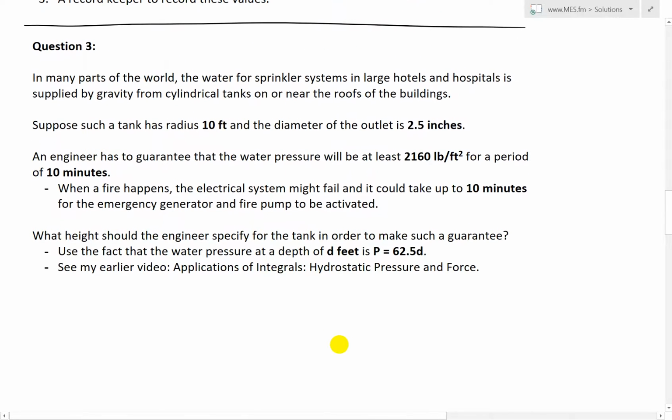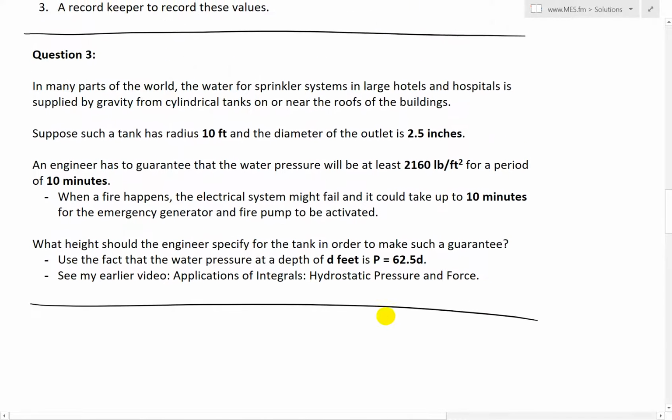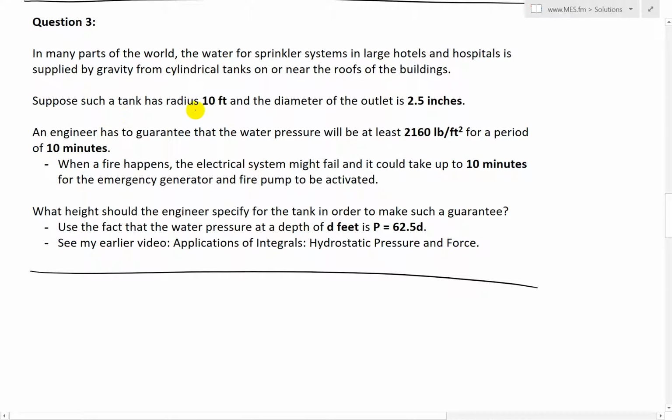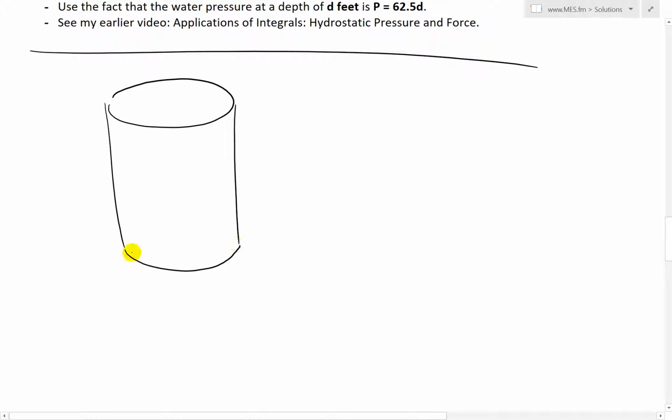So let's go ahead and start solving this problem. The first thing we're going to do is draw what we have. We're told it's a cylindrical tank with a radius of 10 feet, so let's draw this cylindrical tank like that, and draw a dashed line like that. We have a radius r equals 10 feet.